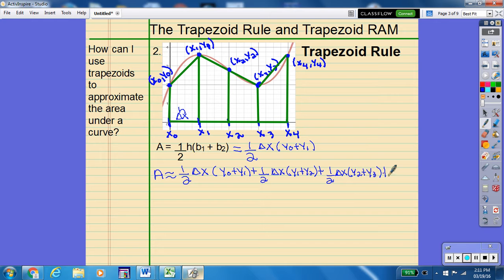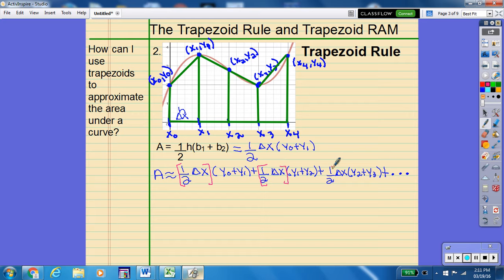And we can keep going until we get n number of trapezoids. In this case, we have exactly 4. But really, it just keeps going. Okay, so I'm just going to put dot, dot, dot. Now the thing that I want you to notice is that all of these trapezoids have something in common. They each have the 1/2 delta x. All of them have the same exact thing.